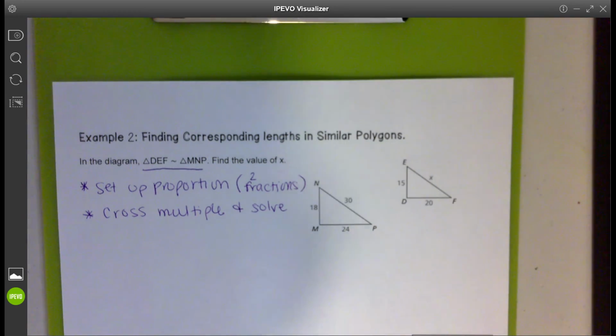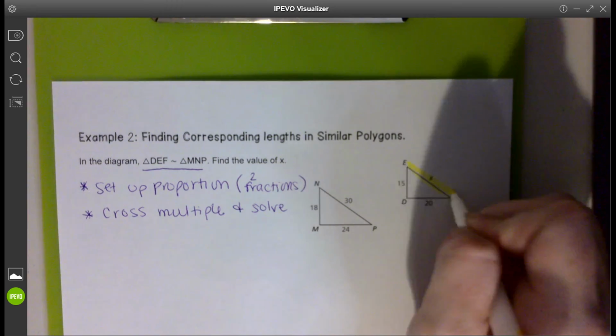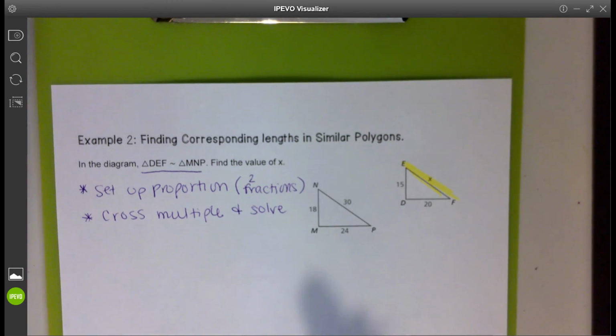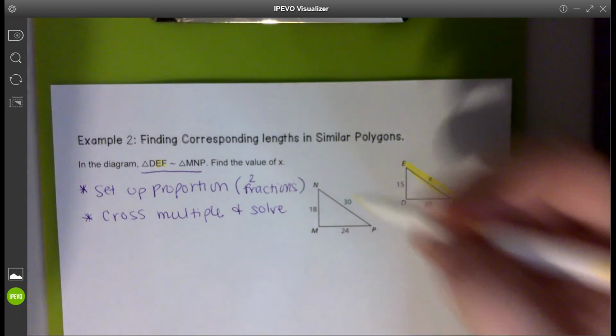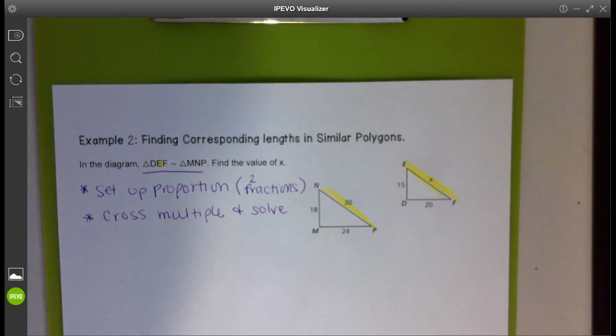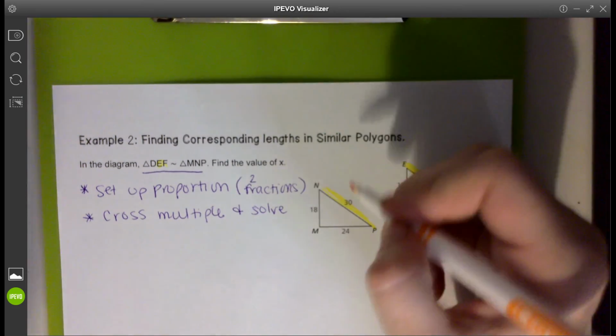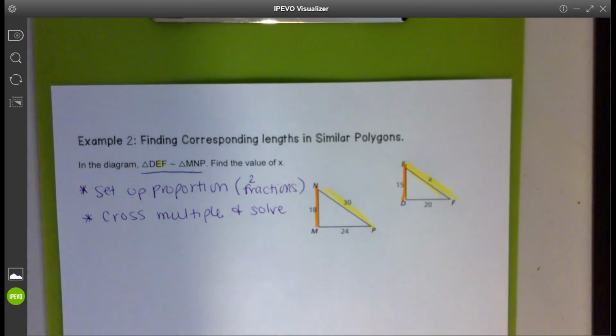All right, so the very first one is I want to highlight the side that has x. So EF matches with, and I'm looking at my similarity statement, matches with NP. So I know that I have to use those two. Now the other pair I pick does not matter. That is up to me for what I choose to pick. So I'm going to pick these two sides. So I'm going to create my proportion.